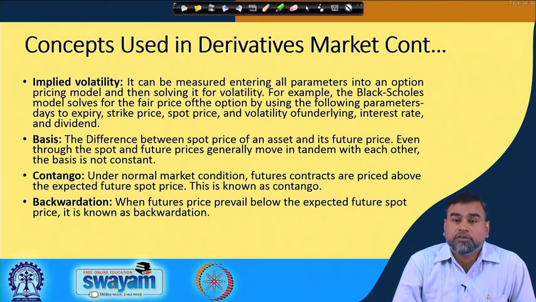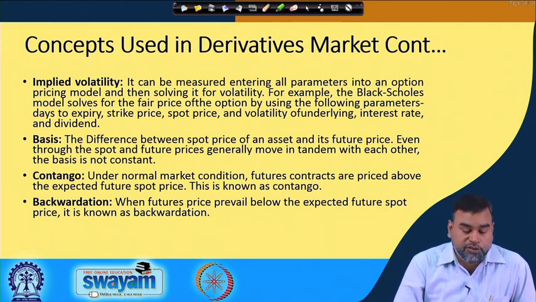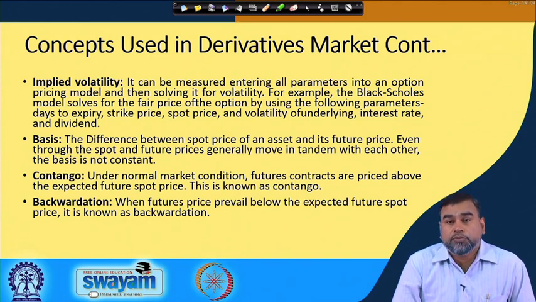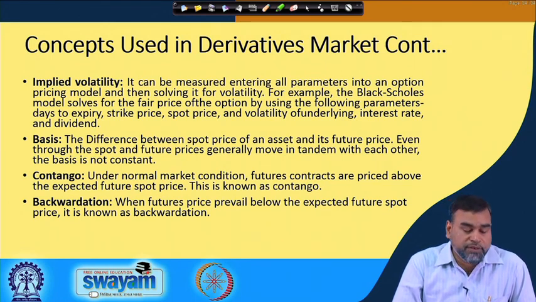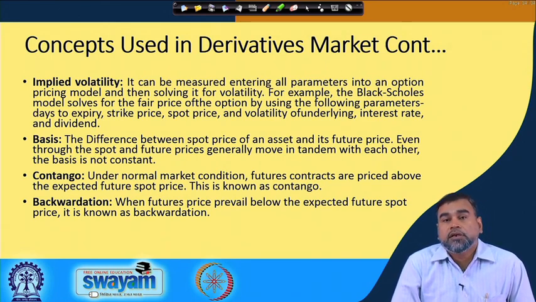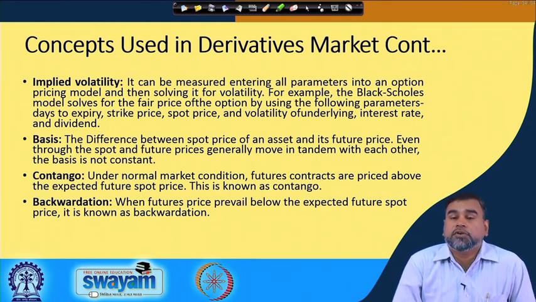Then you have backwardation. Whenever the future price prevails below the expected future spot price, it is called backwardation. Actually, in the normal sense, the future price should be more than the expected future spot price, but if it is reversed, then we can say the market is going backward, and that concept is called backwardation.